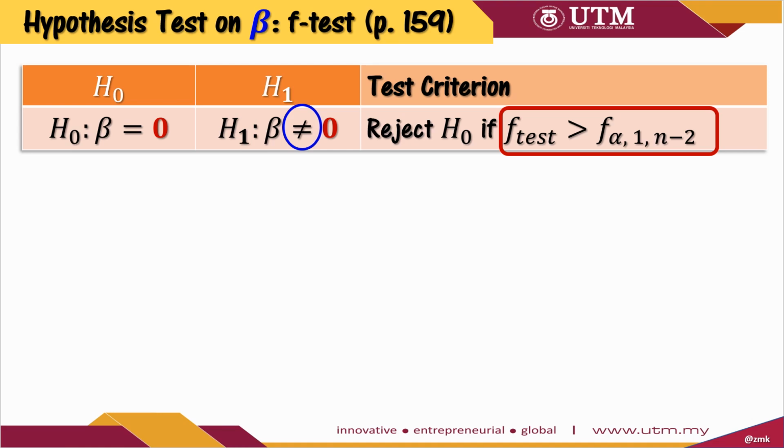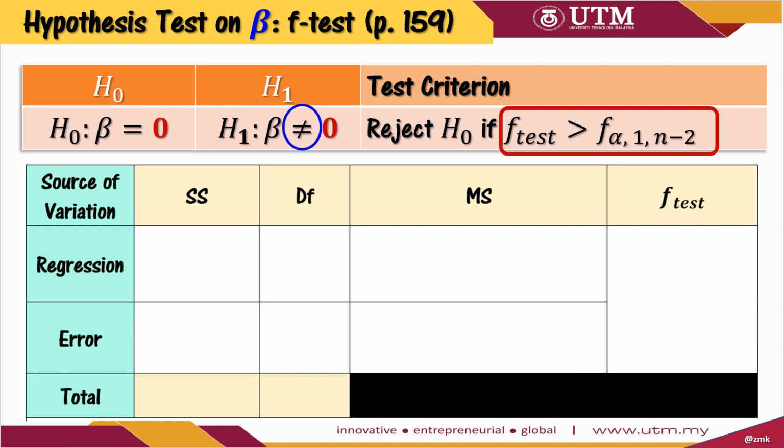A simpler way is to construct an ANOVA table like this, which is similar to what you have learned in chapter 6 on a one-way ANOVA. The first column is for the source of variations. While the total and error source of variations are exactly the same as in chapter 6, the treatment in chapter 6 is now changed to regression in chapter 7.